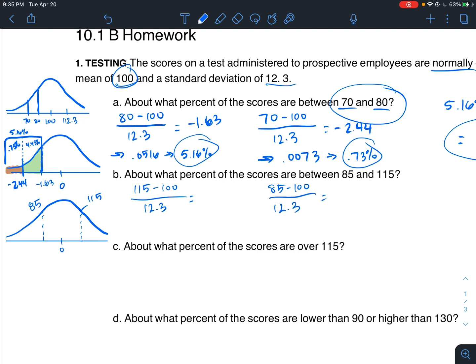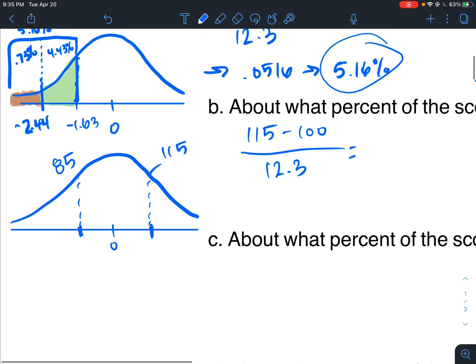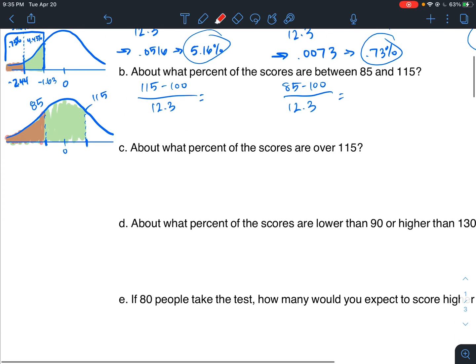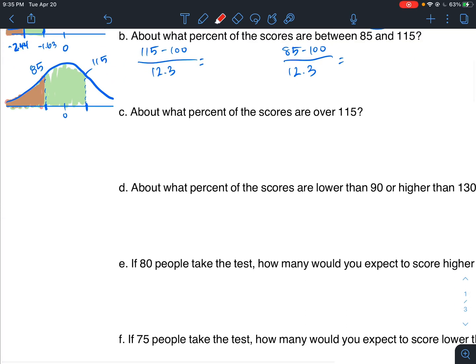So then you're going to find the z-scores. You're going to use those z-scores, look up the z-table, and find the area under the curve. First you're going to find the area under the curve for the greater value, right here. And then you're going to find the area under the curve for the lesser value, and subtract that value away from it. And that's how you're going to get the value in between them.